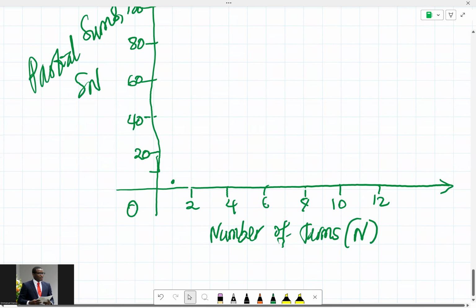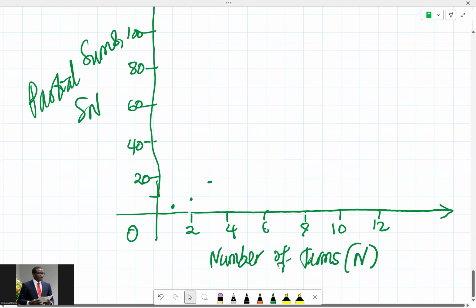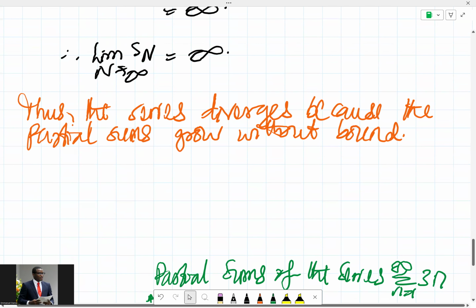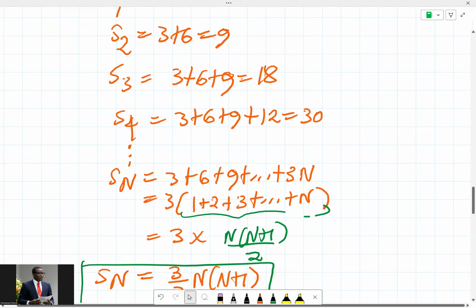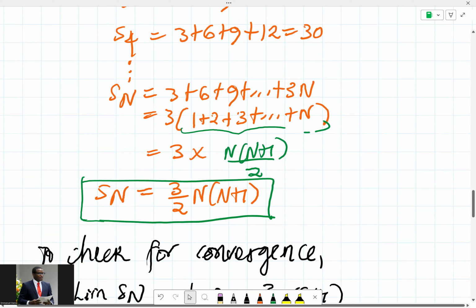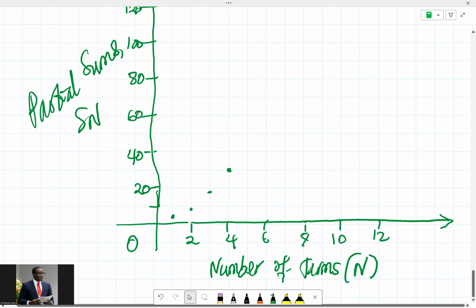The second one is 9, which is somewhere close to this. Then the third one is 18, somewhere like this. Then number 4 is 30, which is exactly here. Now, number 5 is 30 plus 15, that's 45. So number 5 is 45. This is 40, this is 50, so 45 is somewhere around here.